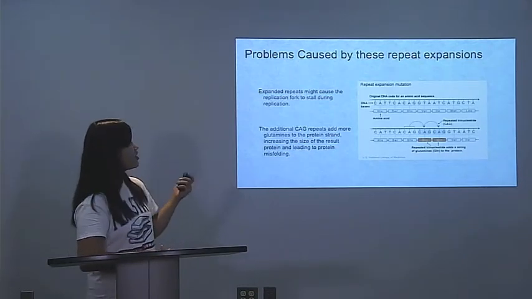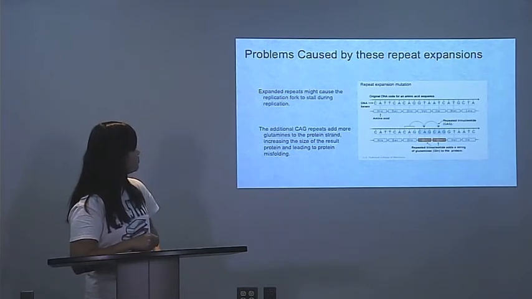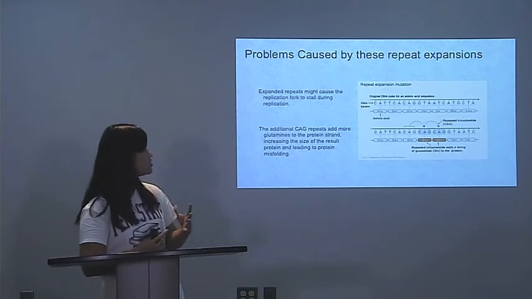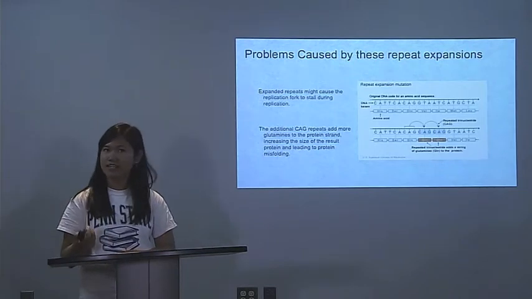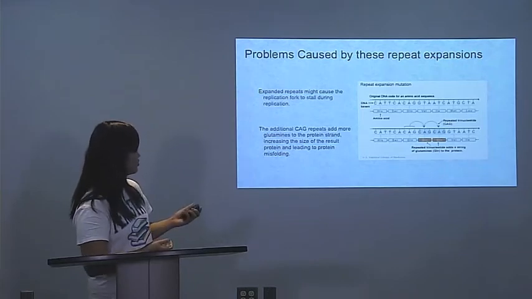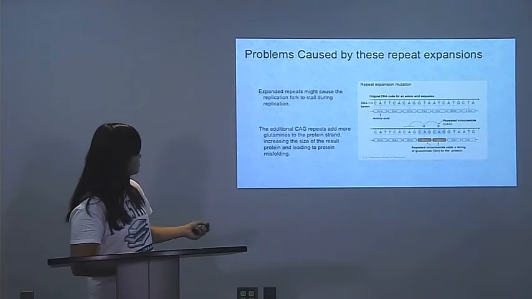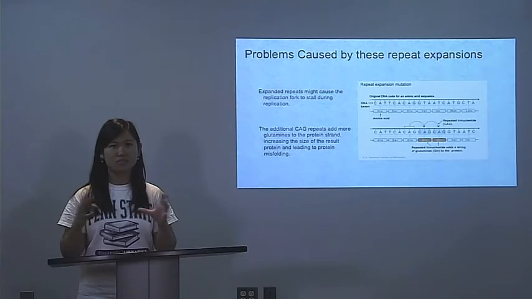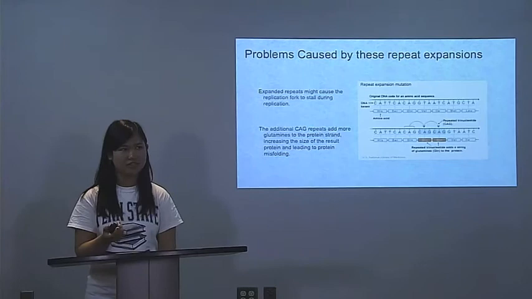And then some problems that are caused by these repeat expansions. During replication, there might be stalling, because if they can pick up that there are expanded repeats, they might stop the replication, fix it somehow, and then continue. The other problem, which we'll go into later, is that the additional CAG repeats will add more glutamines to the protein strand, which will cause misfolding because it will end up being bigger, and that would lead to protein aggregation problems.